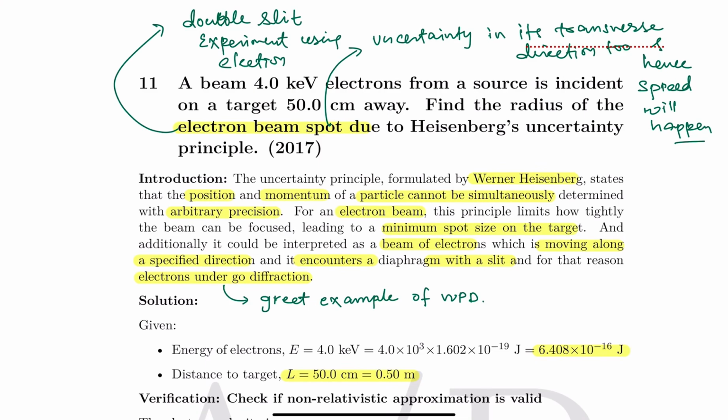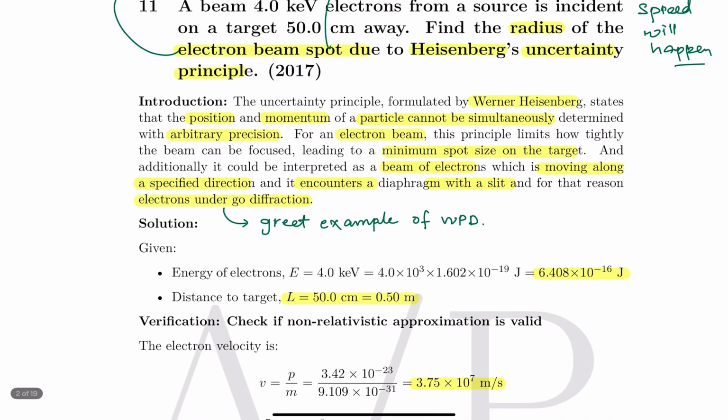So we are required to find the radius of that very electron beam spot, and we need to use Heisenberg's uncertainty principle. The uncertainty principle formulated by Werner Heisenberg states that position and momentum of a particle cannot be simultaneously determined with arbitrary precision. For an electron beam, this limits how tightly the beam can be focused, leading to a minimum spot size on the target. And this is where we need to find the radius.